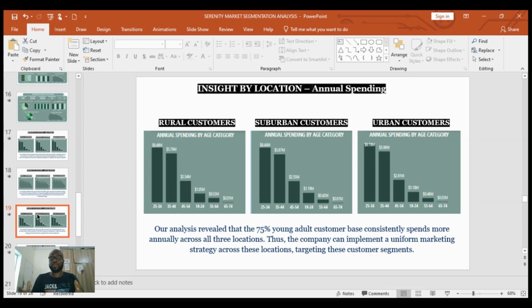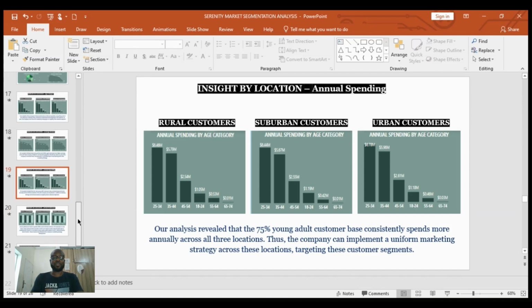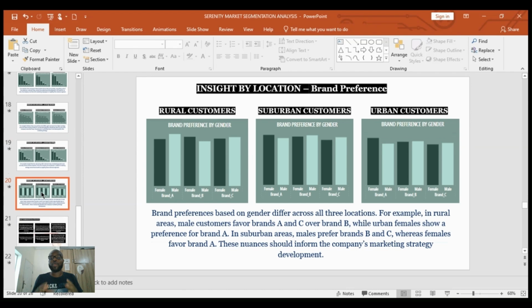Looking at annual spending across all locations as well, we discovered that the young adults dominated annual spending across all three locations. So they spend more in rural, suburban, and urban areas. So in that wise, the company can also deploy a uniform strategy across those three locations and still be able to target the right customers. Then when we looked at brand preference across these three locations, it says differently.